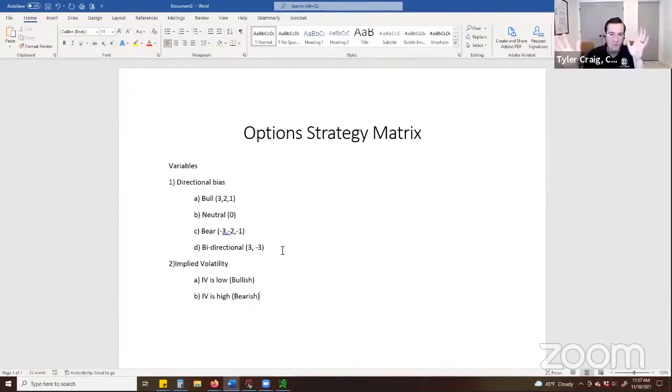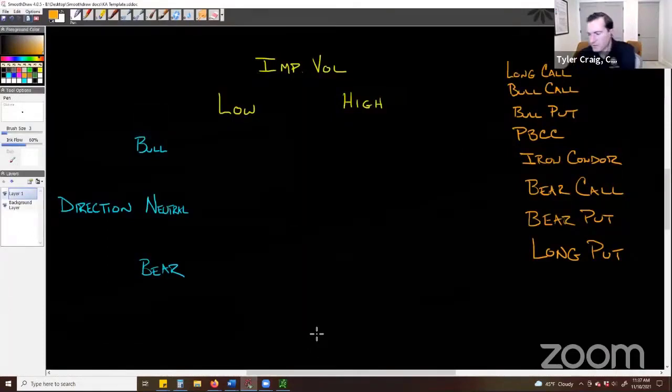a matrix. Think of a table with different sections where you could basically say, hey, if I'm bullish but IV is low, this is what I do. If I'm bullish and IV is high, this is what I do. So to visualize this, I've already kind of drawn out, because I know time is of the essence, already drawn out my table here, and I've put some strategies over on the right.